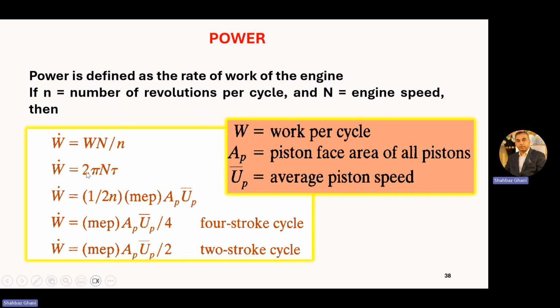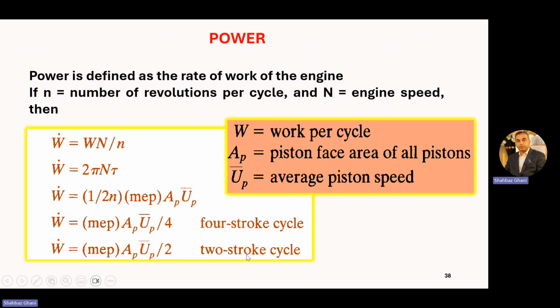So power is equal to 2 pi N torque, in terms of power relation with the torque. Power is equal to 1 by 2N mean effective pressure, Ap, the piston face area of all the pistons, into average piston speed. So when we have a four-stroke, the equation becomes mean effective pressure, Ap the piston face area, Up bar the average piston speed, divided by 4.